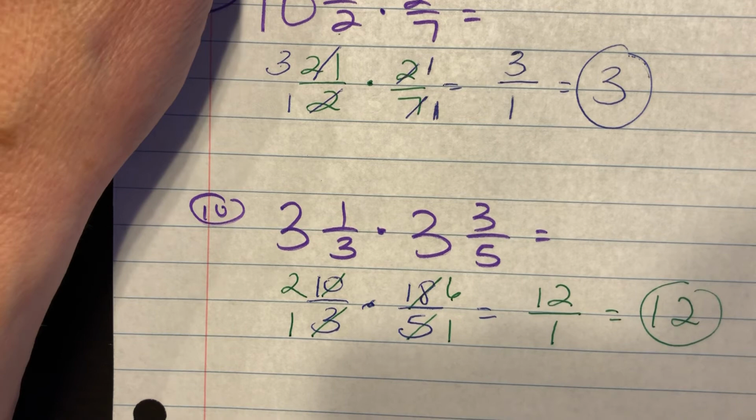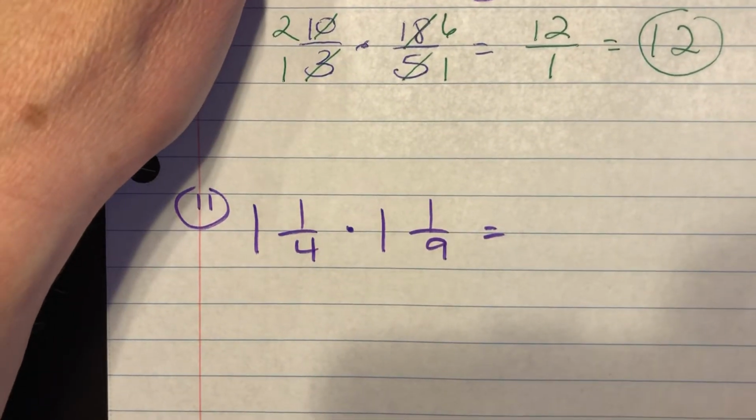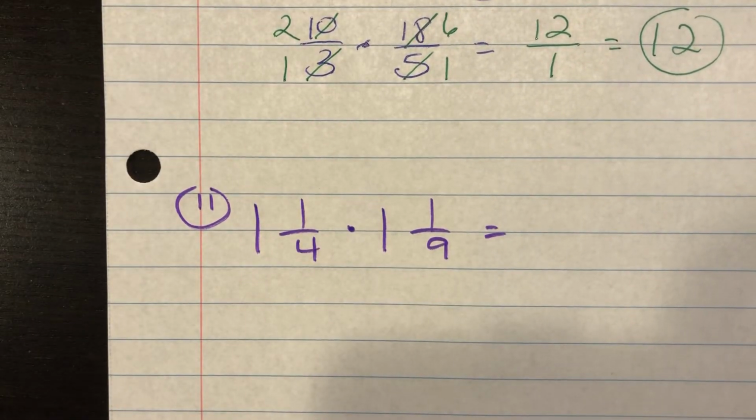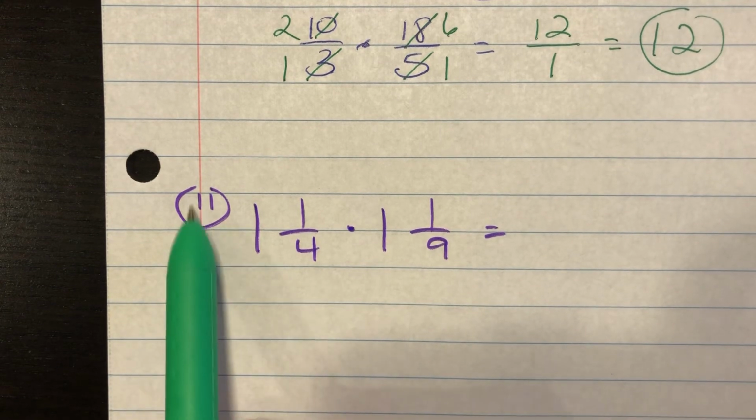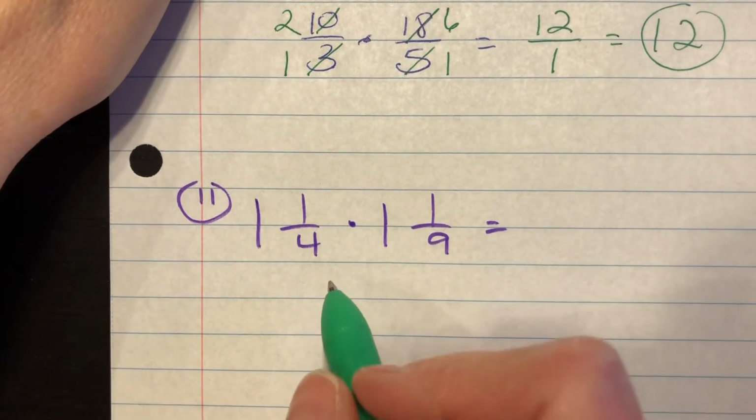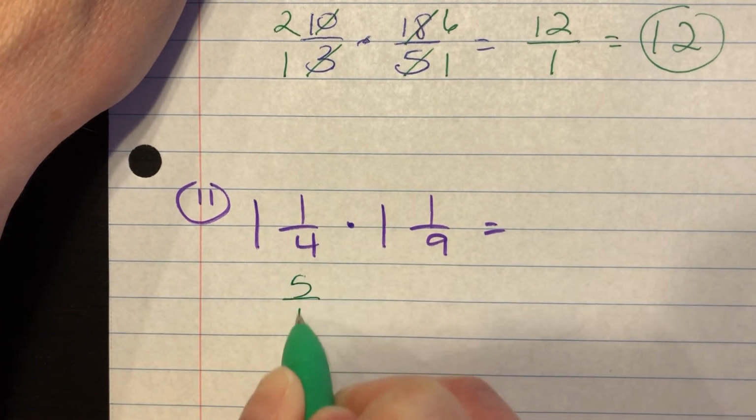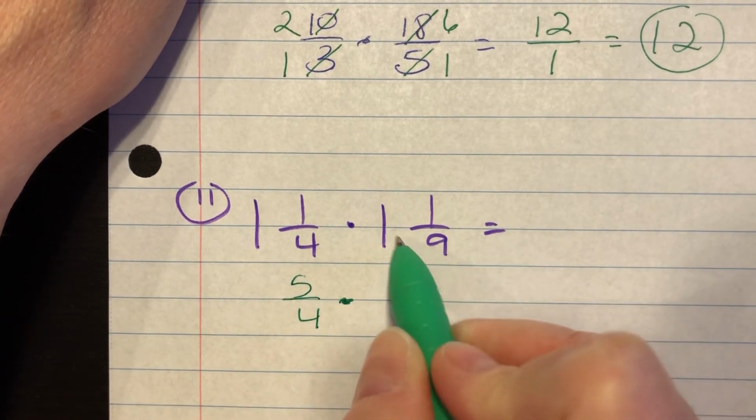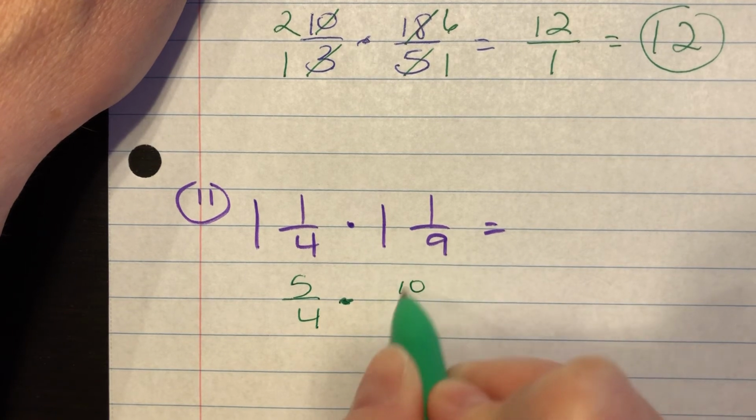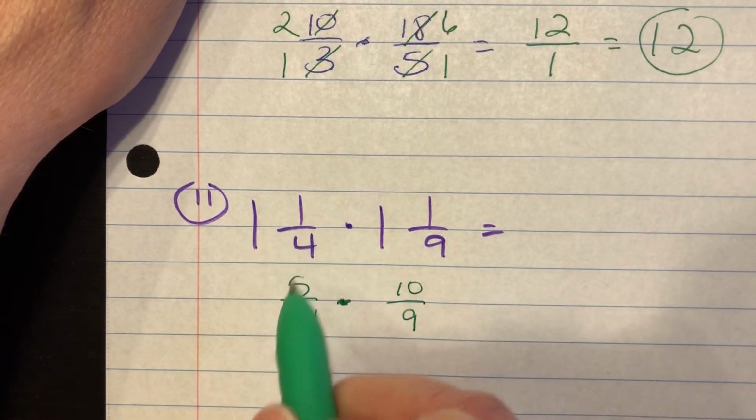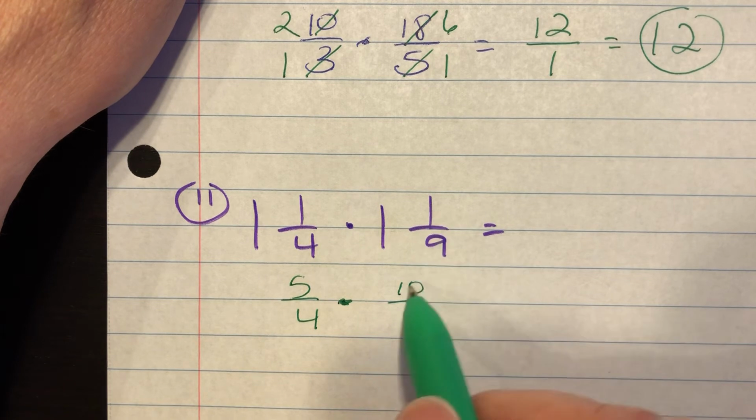It just is. Number 11, 1 1/4 times 1 1/9. Solve that out. Put a number 11 by it so we know that's the problem number. Press play when you're done. So you should have changed 1 1/4 to 5/4 and 1 1/9 to 10/9. 4 times 1 is 4 plus 1 is 5. 9 times 1 is 9 plus 1 is 10.